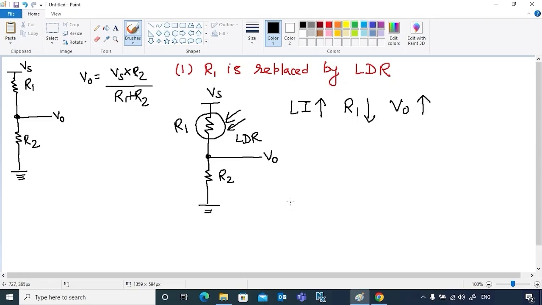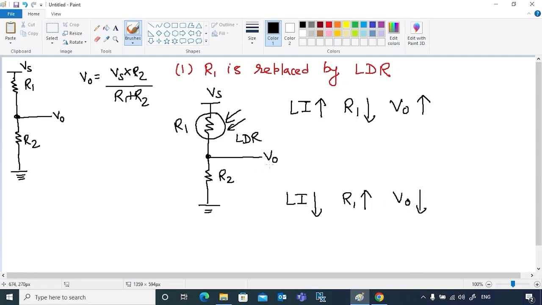Similarly, if you decrease the light intensity, it means R1 is increasing. If R1 is increasing, the denominator value is becoming a very big value. So now V output is decreasing.